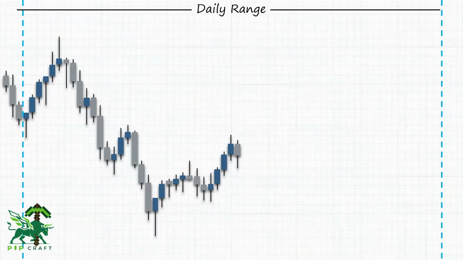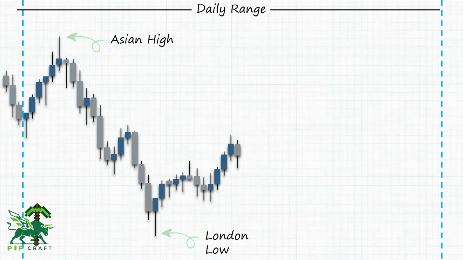Number 4, daily highs and lows. Daily highs and lows are important levels on the chart in terms of liquidity. The daily high is the highest price reached during the day, and the daily low is the lowest price. These levels often attract a lot of attention from traders, with many placing their stop-loss orders or pending orders around these areas, making them full of liquidity.